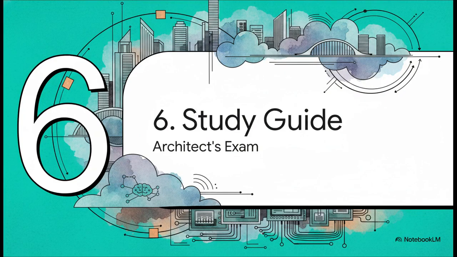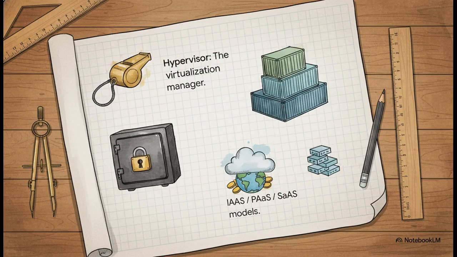And finally, Section 6: Your architect's exam study guide. We've covered a ton of ground today, so let's zero in on the crucial concepts you absolutely need to retain before you head out into the field. Go ahead and take a screenshot of this cheat sheet. Remember these core definitions. The hypervisor is your virtualization manager, the referee.